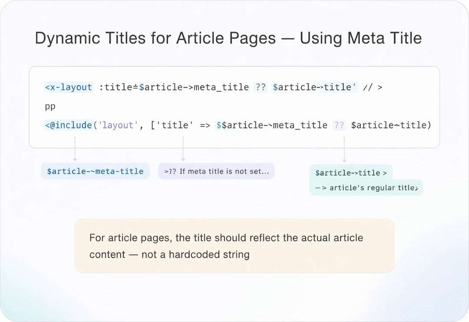For Article pages, the title cannot be a static string. It needs to reflect the actual article being displayed. The instructor explores this and notes that they already have a meta title field on articles. So when passing the title prop from the Article page, you can pass the article's meta title. And if the meta title is not set for some reason, you fall back to the article's regular title using the null coalescing operator again. The instructor even tests whether you can pass a dynamic expression directly into the prop, and it works. So the Article page can send its own article's meta title directly into the layout's title tag, making every Article page have a completely unique and meaningful browser title.